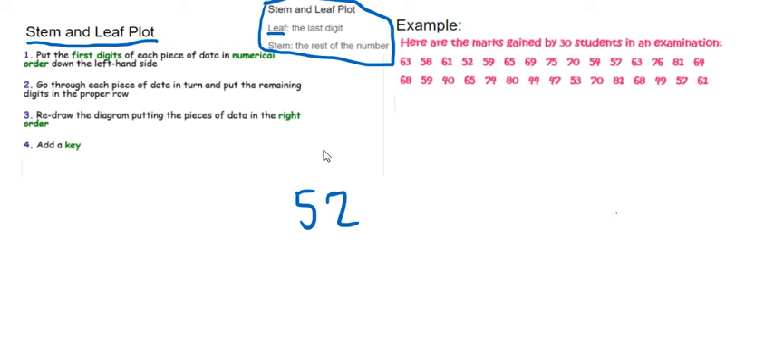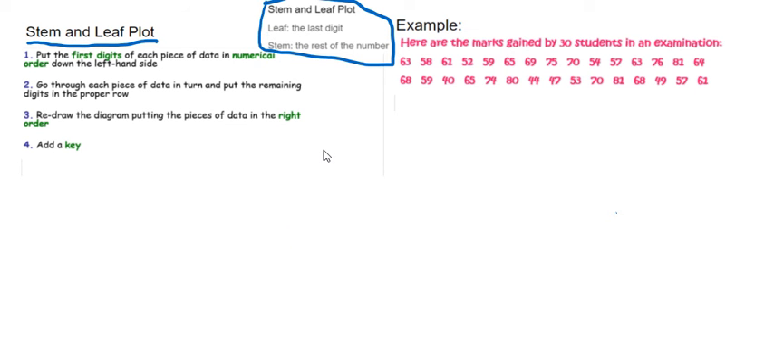I'm just making up a number. In that case, the leaf would be the 2 part, and then the stem would be the 5. So leaf would be 2 and stem would be 5. So leaf is just always the last one, whatever the last one is. So if I had 38, then the leaf would be the 8 and the stem would be the 3.